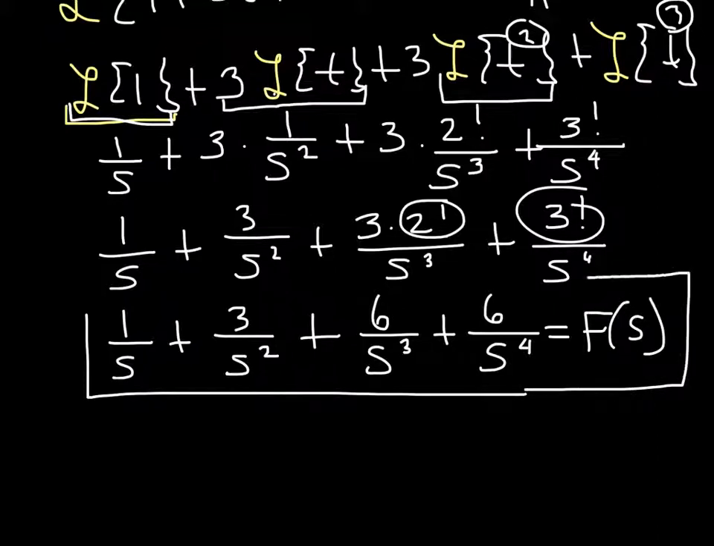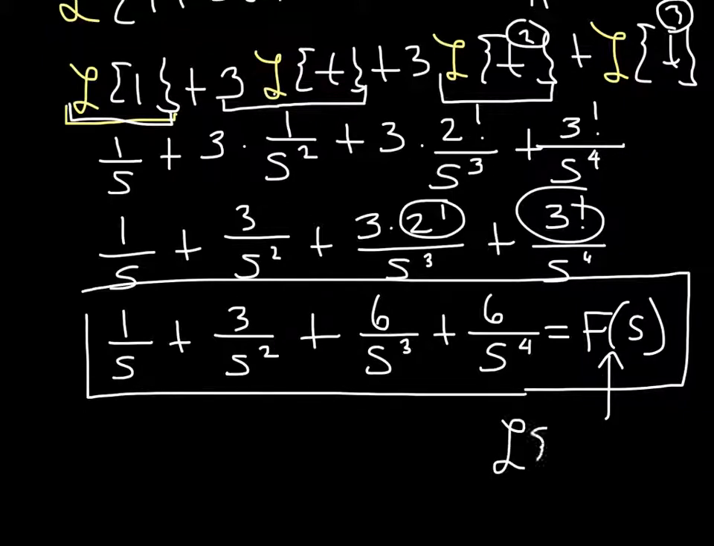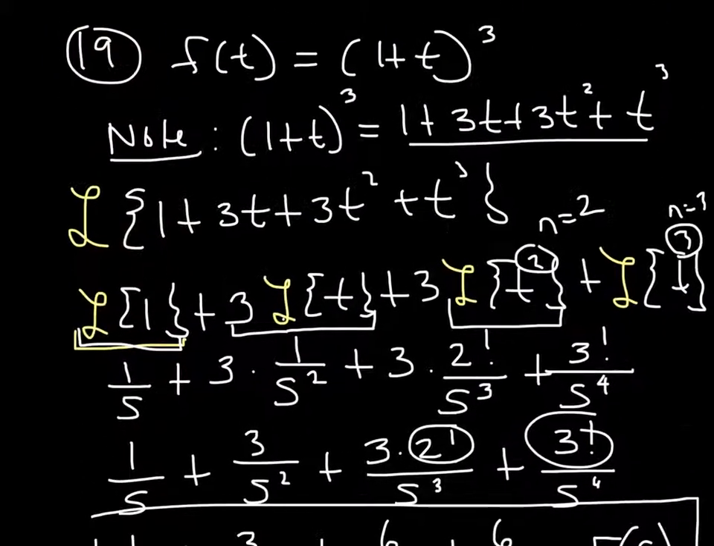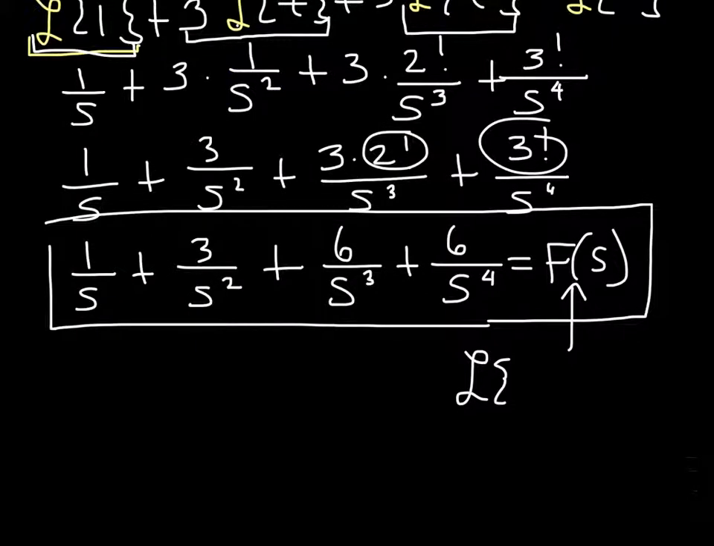It's definitely a function of s, and that's just our Laplace transform of, and it's good to write our f of t, 1 plus t cubed, so 1 plus t cubed. And we want to leave it like this. Don't add the fractions and find the common denominator of s to the 4th. Let's leave it as 4 terms. So that's number 19.